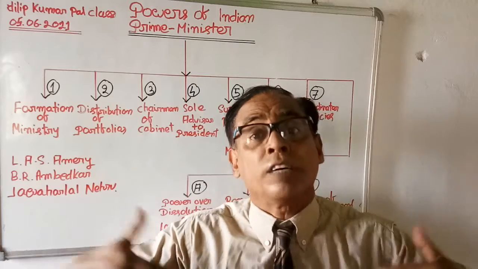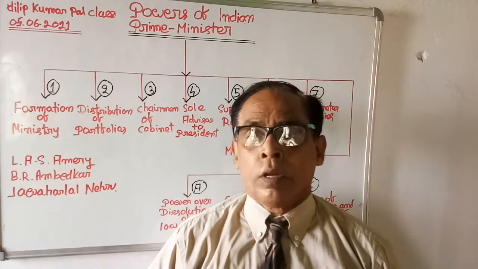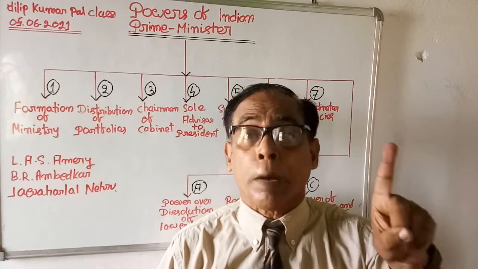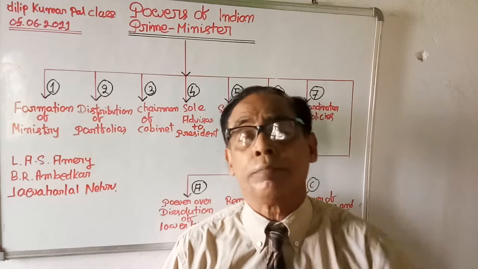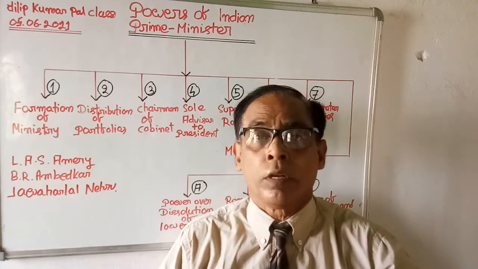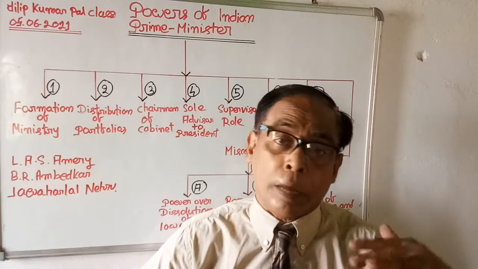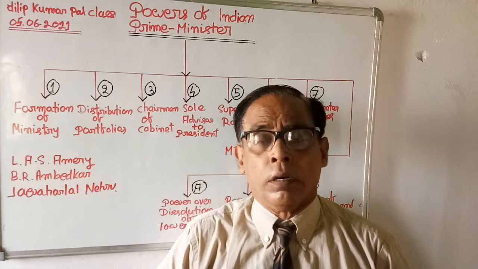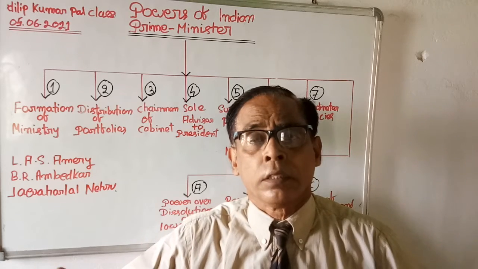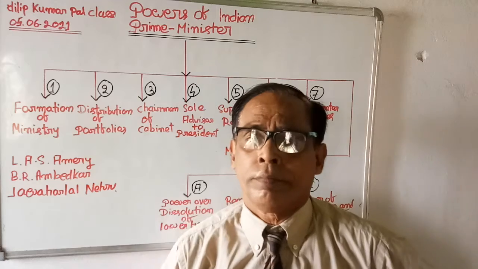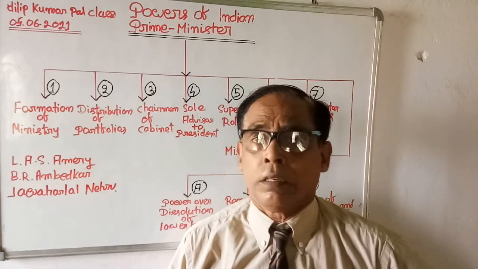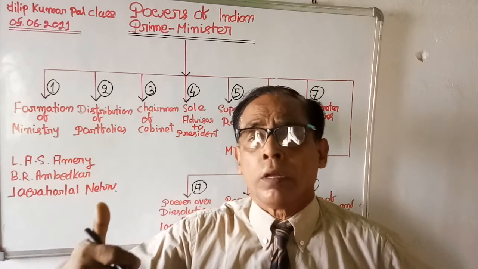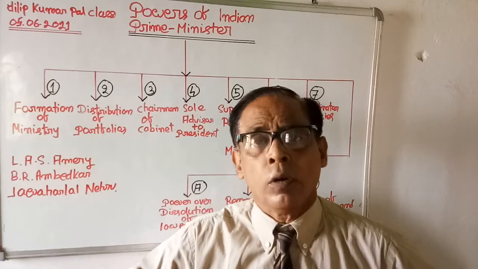He takes a lot of things into consideration. First of all, he will see that important members of the party should be in the ministry. Number two, he must see that learned persons of the party should be in the ministry. Number three, he must see that people of different religions are in the ministry. Fourth, he must see that a representative from the backward community is also in the ministry.